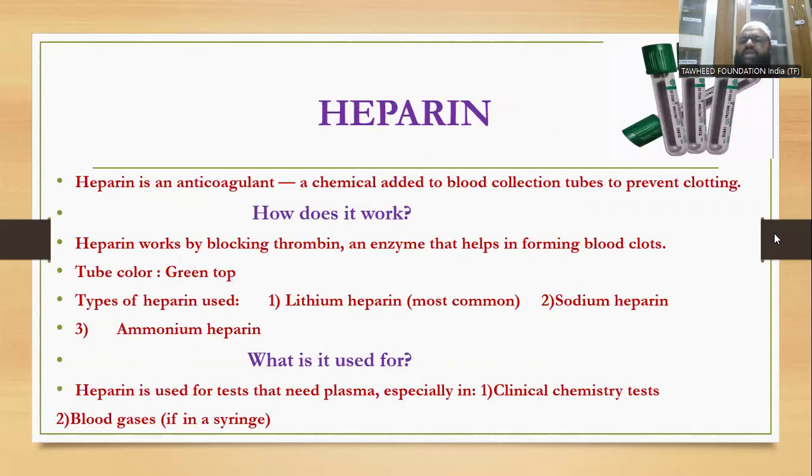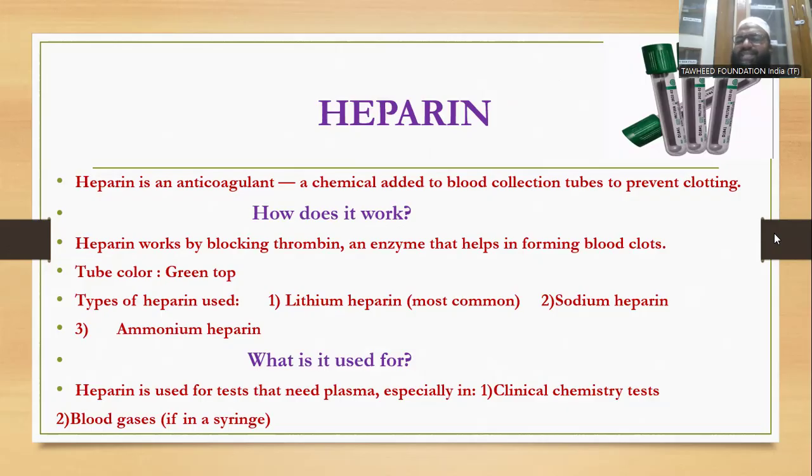Okay. So coming to heparin. Heparin is an anticoagulant, a chemical added to blood collection tubes to prevent clotting. How does it work? Heparin works by blocking thrombin. Here, it is not blocking calcium. It is directly functioning on thrombin, an enzyme that helps in forming blood clots. The tube color will be green top.